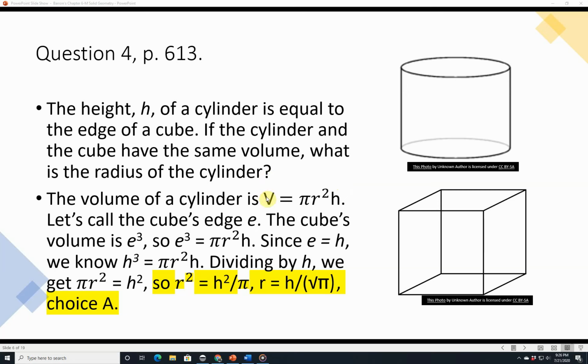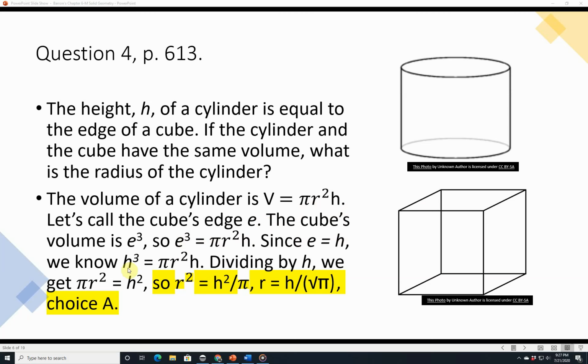Alright, so we know the formula for a cylinder's volume is V equals pi r squared h. Makes sense, because it's just going to be the area of the circle, pi r squared, times h, just multiply it by the height. So let's call the cube's edge E. Here's E, here's an E, here's an E, there's an E. The cube's volume is E cubed. Get it? Ha ha ha, E cubed. Anyway, so E cubed is equal to pi r squared h.